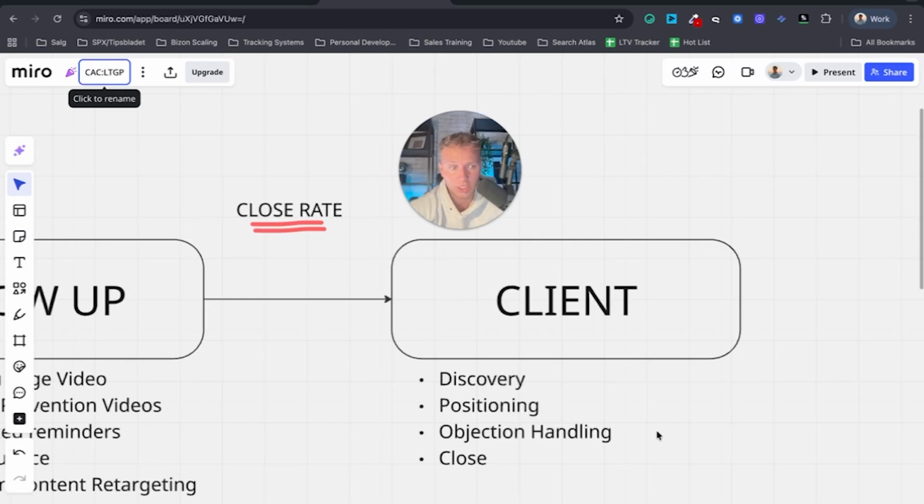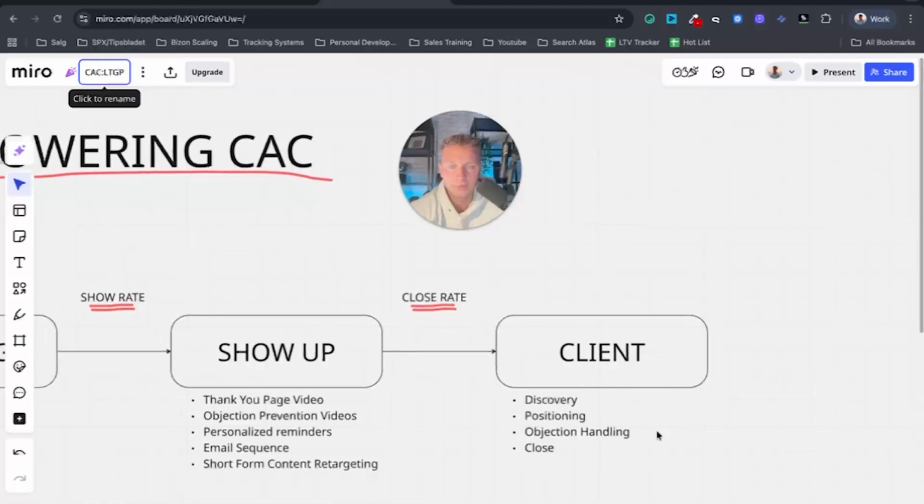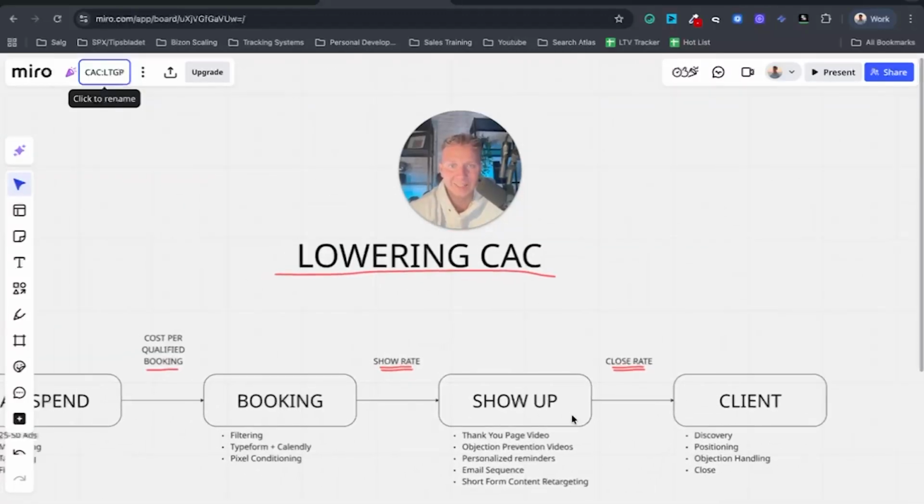Next thing is overcoming their objections, not taking their smoke screens, but overcoming them and calling them out on their bullshit. And then you go for the close, obviously. So that's the first thing, basically lowering the cost per acquisition.